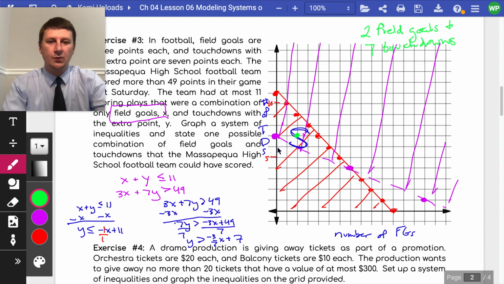So based on this word problem, we set up a system of inequalities, isolated y for each part of the system, and then graphed the system of inequalities on the grid and determined an appropriate solution.